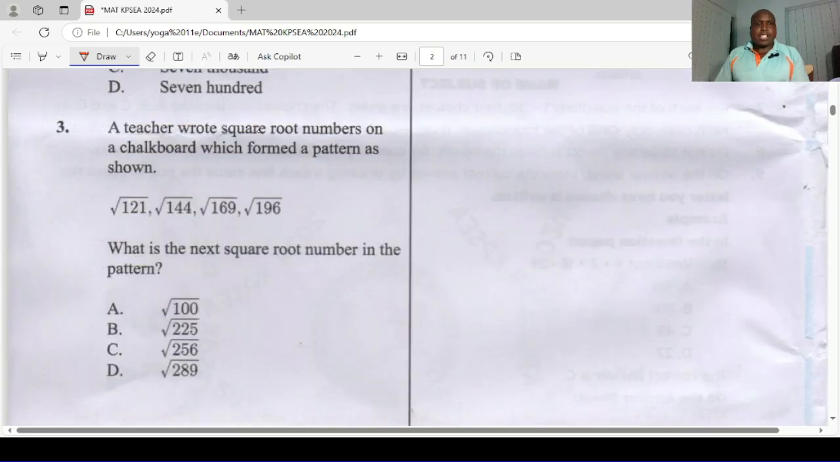A teacher wrote the square root of numbers on the chalkboard, which formed a pattern as shown. So root 121, root 144, root 169, root 196. So you can see the teacher was squaring 11. So the square root of this one is 11. The square root of 144 is 12. The square root of 169 is 13. The square root of this is 14. Then the next one was the square root of 15, which is 225.